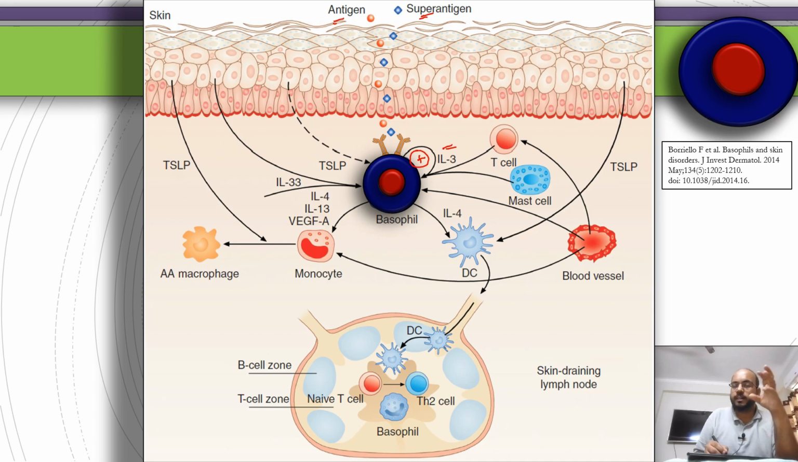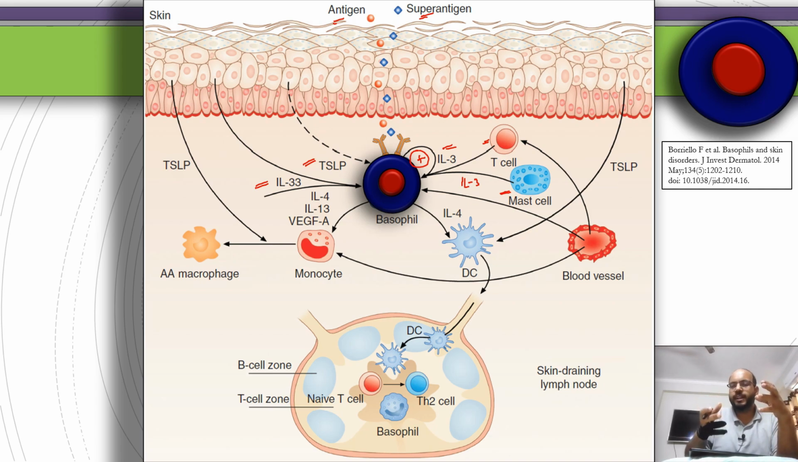Now, other cells which can also stimulate basophils are T cells, and they utilize interleukin 3. Mast cells also utilize interleukin 3 to stimulate basophils. So one cell is stimulating the other cell and each other. Okay. There is slight evidence of using thymic stromal lymphopoietin. This is a chemical, and in mouse it was found that it stimulates basophils, but not in humans. So that's why you have a dotted line. The keratinocyte itself can stimulate basophils using IL-33.